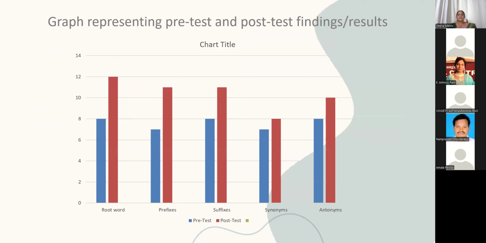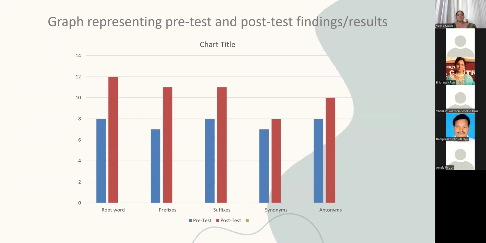Graph here on the screen. So here, the data collection method included the pre-test and the post-test. So you can see the difference between the pre-test and the post-test. On the x-axis, I have taken the components of vocabulary: root words, prefixes, suffixes, synonyms, and antonyms. And on the y-axis, you can see the number of students.